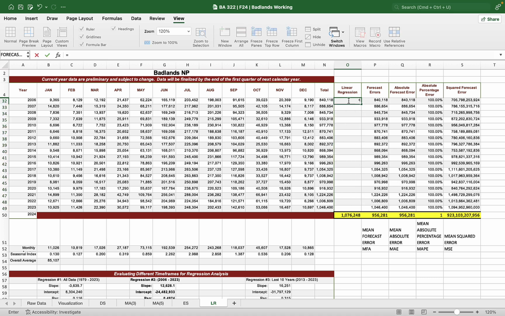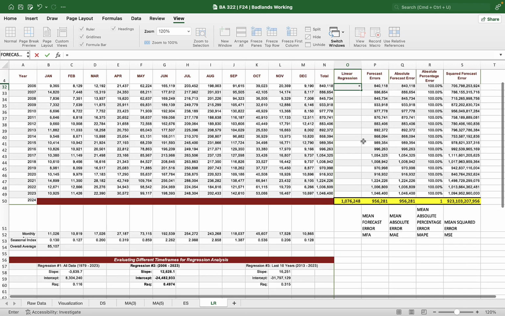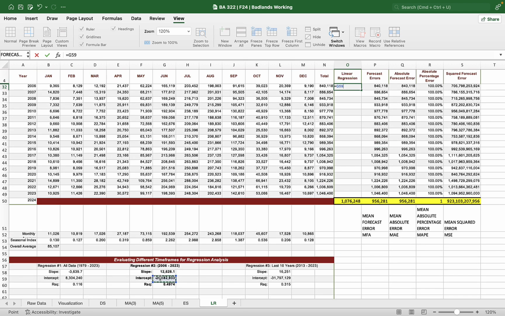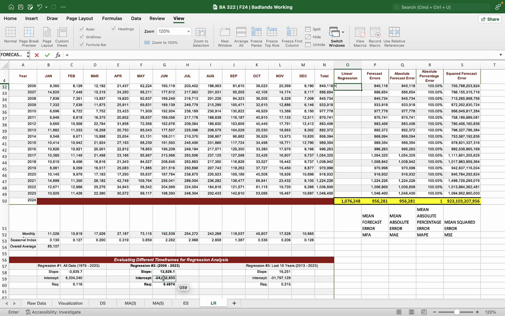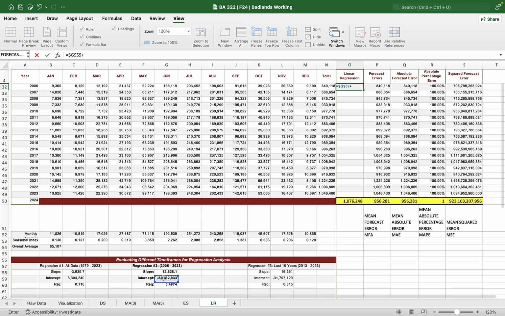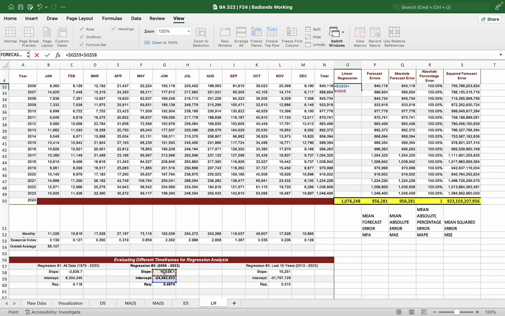So the linear regression forecast for 2006 would be equal to the intercept made sticky, plus the slope made sticky multiplied by the year. It's just entering that formula again. You could drag it up, but you drag that formatting and that works too.